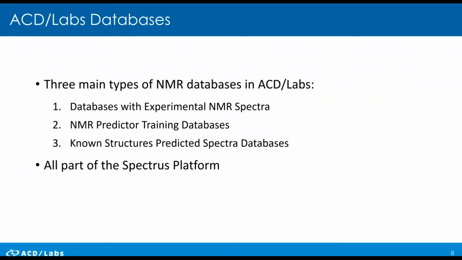We're going to talk about databases today, and in particular about NMR databases or databases for NMR data. We have three main types of NMR databases in ACDLabs. We have databases that contain experimental data. We have databases that are used for the training of our NMR predictors. And also we have databases that contain predicted spectra of known structures. All these databases are part of the Spectrus platform, so you don't need a different type of software to access them.